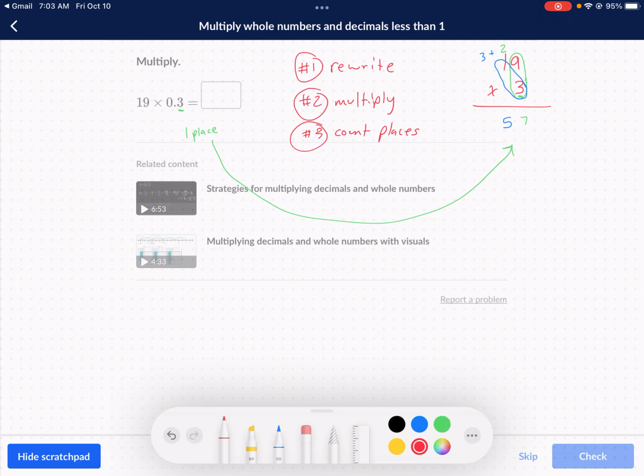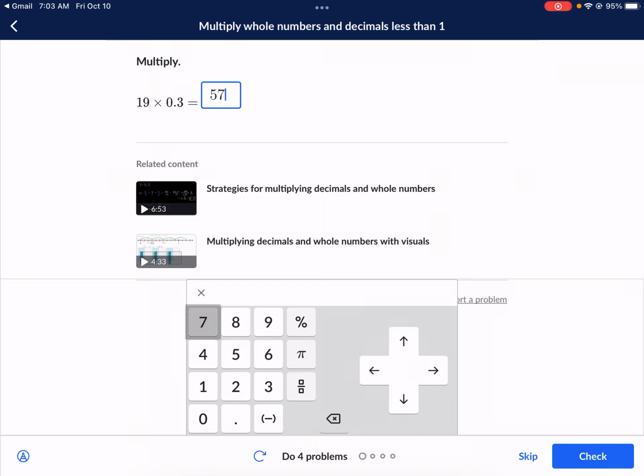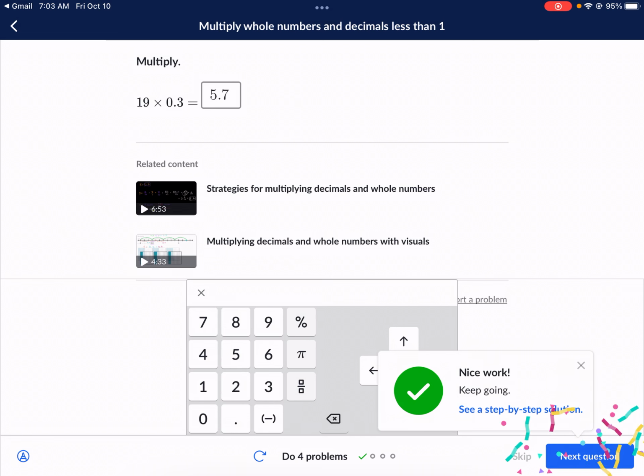So we're going to have to look here and underline one place and put a decimal so that it remains one place after that decimal. So one place over here, one place over here. So our answer is going to be 5.7, and that's all there is to it. 5.7 is our answer because we counted the number of decimal places. We check it, and we're done.